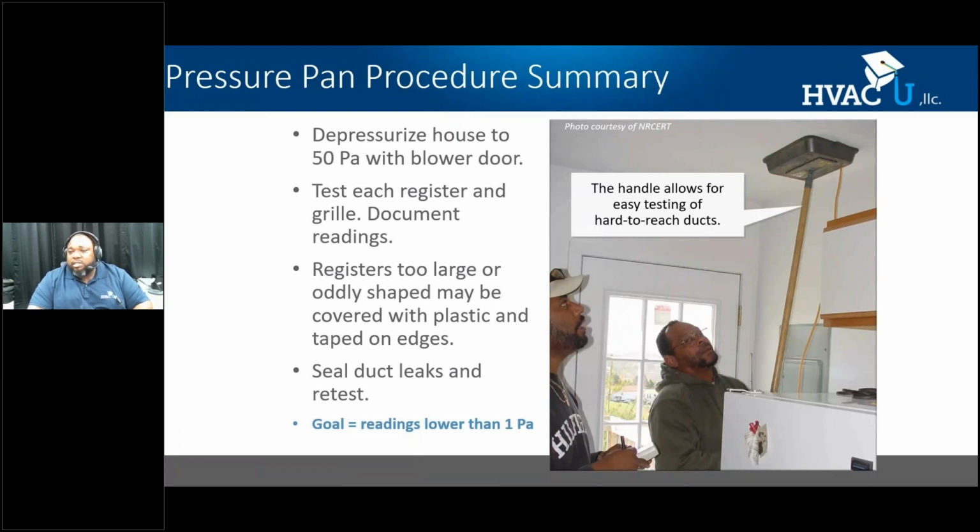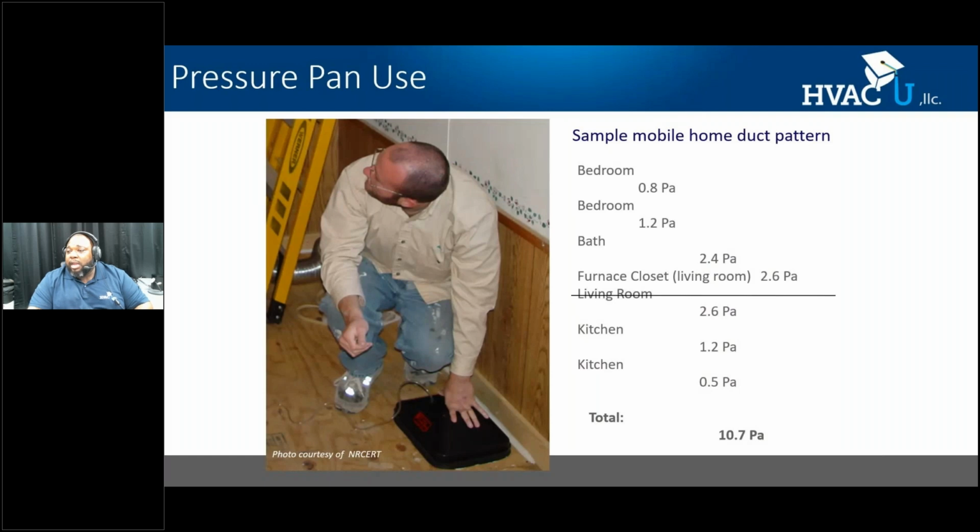Here's a sample duct pattern, where a technician is going to test each register or grill location and record the reading in pascals. Remember, our blower door test pressure is 50 pascals. They're going to record each reading to see how it looks. And remember, our goal is to be less than 1. So readings that are a little higher represent some room for improvement, whether I can seal the ducts in the space, or I might even have boot leakage where the duct register boot is connected to the floor here.